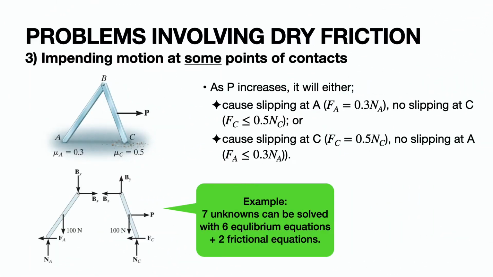The third problem involves impending motion only at some points of contact. If you refer to this particular diagram, when a force P is applied to one of the 2 members, it will either slip at A and not slip at C, or the other way around. So that is another problem involving dry friction. But anyway, this problem is basically just related to the equations being generated.